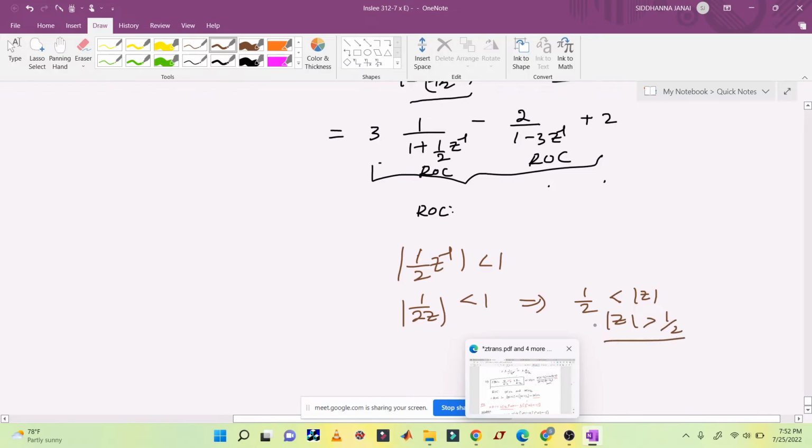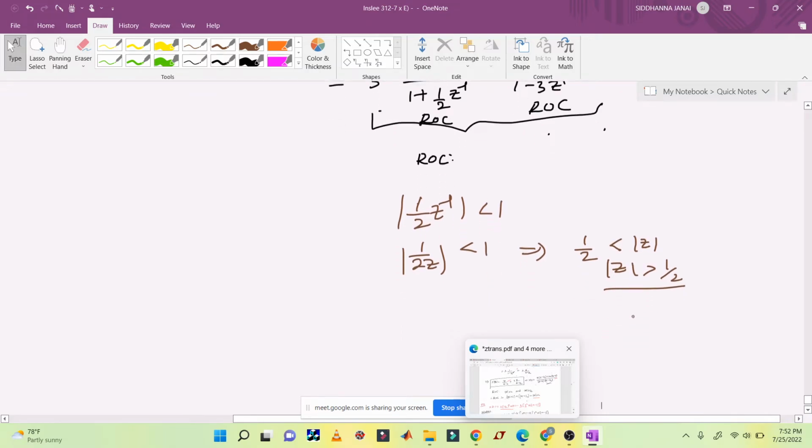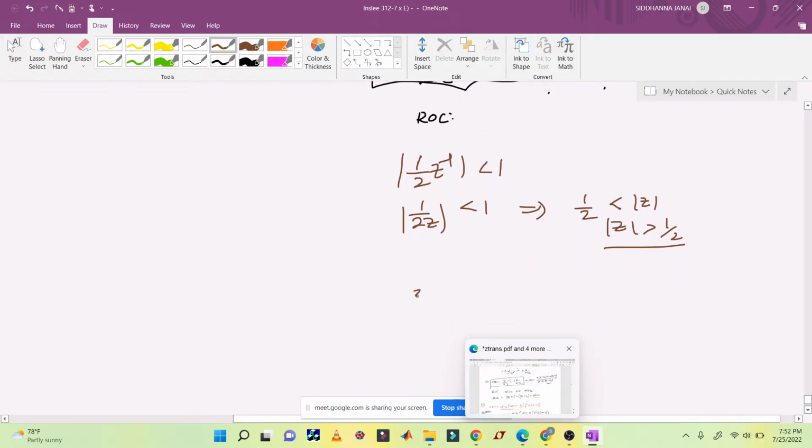This is for the first sequence, first term. For the second term, magnitude of 3 z inverse should be less than 1. This implies 3 by z is less than 1. Correct? It's correct, right? 3 less than z.